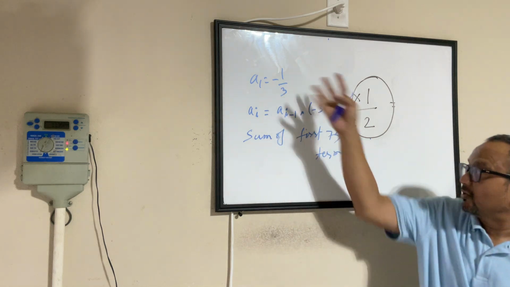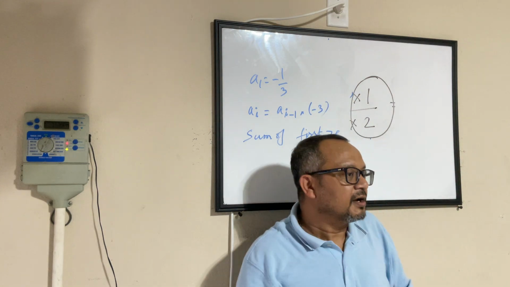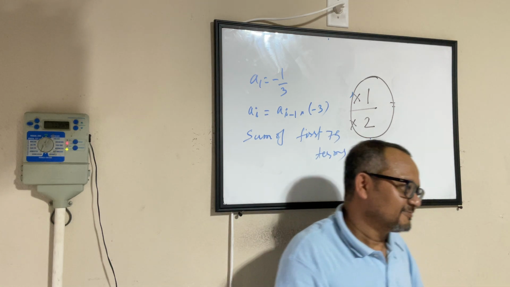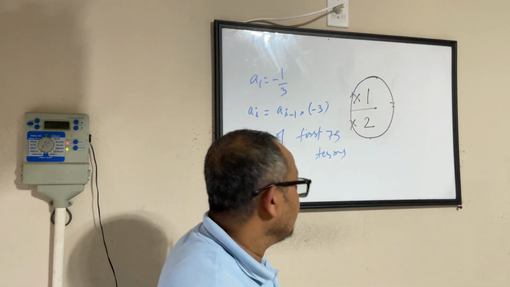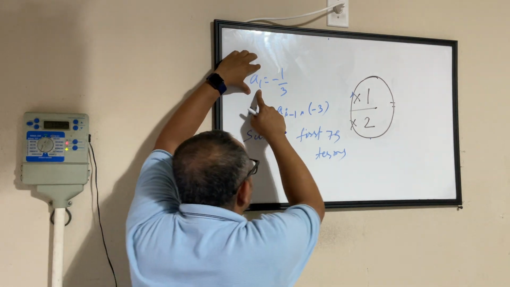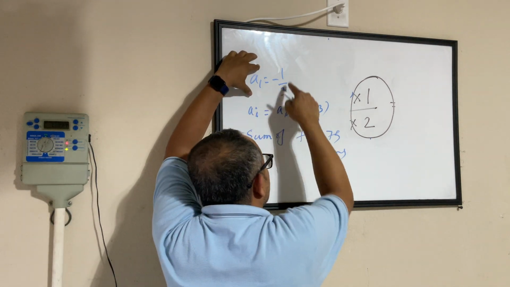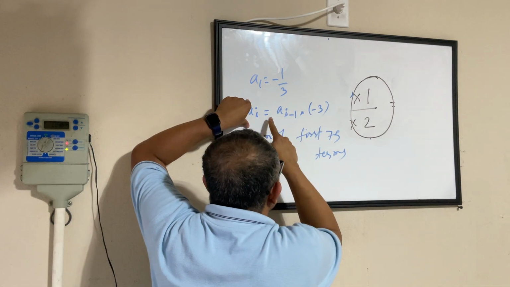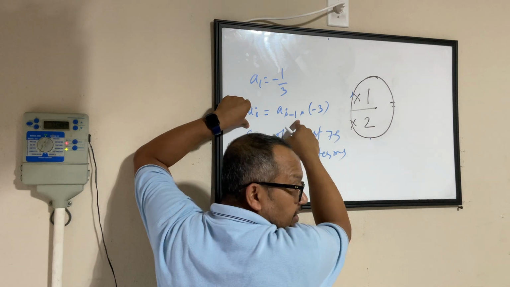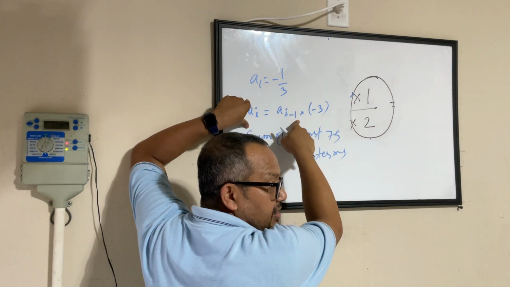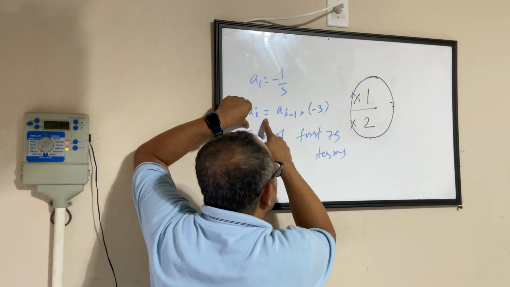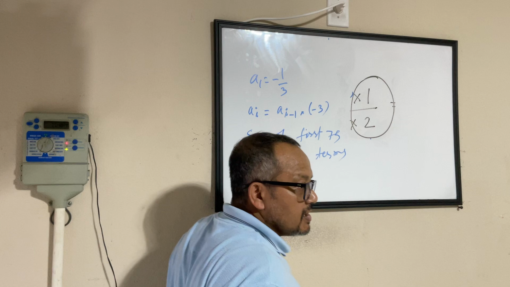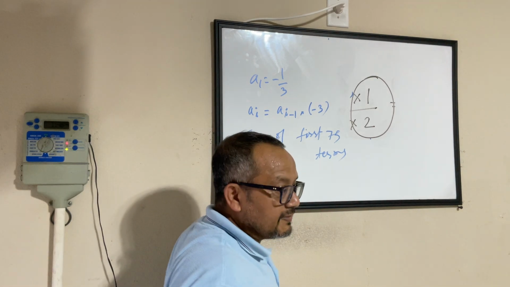What is it that you know from the question, and what would go in your mind to be able to solve it? I'm just reading the question one more time. a1, which is my first term, is minus 1 by 3. And then I have been given a generic formula saying a_i is equal to a_(i-1), not AI as in artificial intelligence, the ith term is equal to the (i-1)th term times minus 3. Find the sum of the first 75 terms.